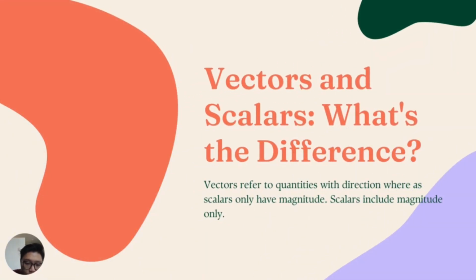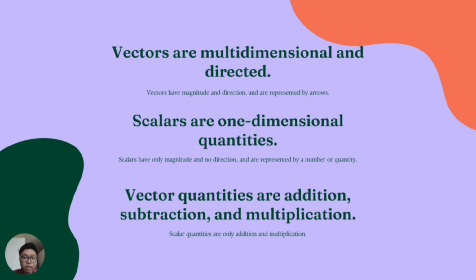So, what is the difference between vector and scalar? Vector refers to quantities with direction, whereas scalar only has magnitude. Scalar includes magnitude only. Vectors are multi-dimensional and directed. Vectors have magnitude and direction and are represented by an arrow. Scalars are one-dimensional quantities. Scalars have only magnitude and no direction and are represented by a number of quantity.